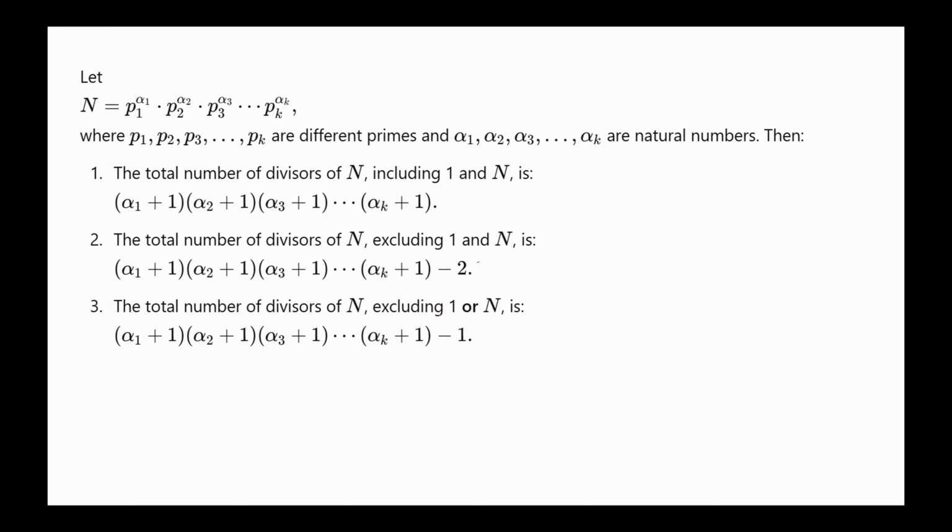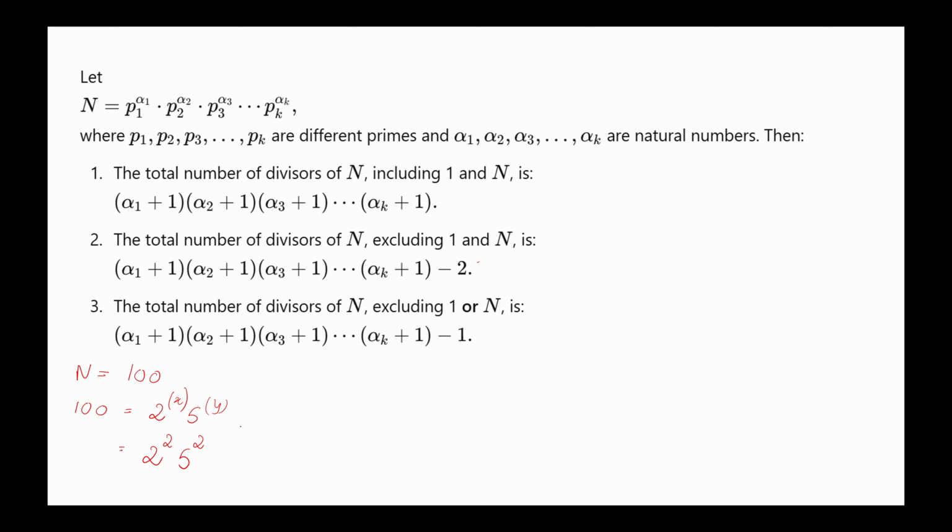The total excluding 1 or n, any one of them, is why we are subtracting 1 here. Now let me take an example and show it to you. Let's say my n is 100 here. So how can I write my 100? This can be written as 2 to the power x into 5 to the power y. Of course, these two are prime numbers. There is no 3 or 4 in this. So this can be written as 2 to the power 2, 5 to the power 2.